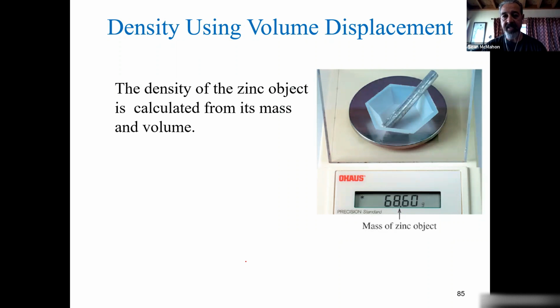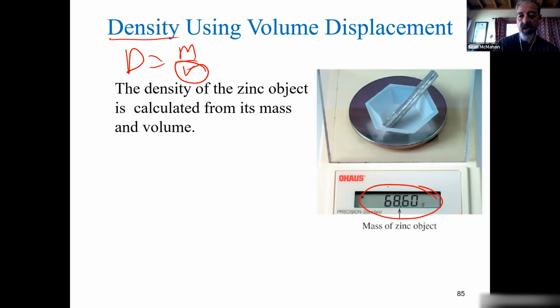So how do I get the density by this displacement? Well, remember, density is d = m/v. I have the volume, now I need what? To mass the cylinder, right? You got to make sure it's dry. I would mass it first and then insert it in the water. If you did it the other way, you got to make sure this is dry.